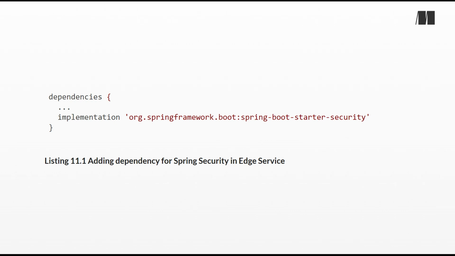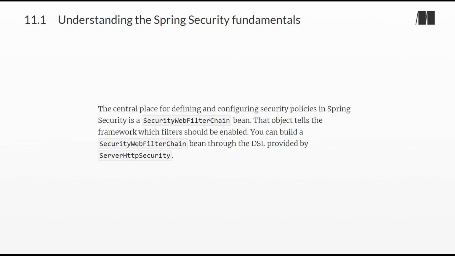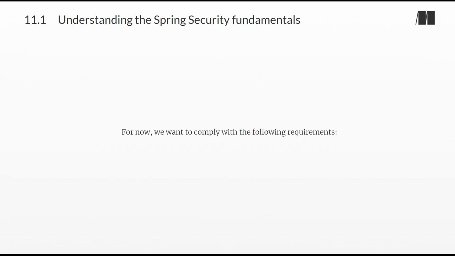Listing 11.1, Adding dependency for Spring Security in Edge Service. The central place for defining and configuring security policies in Spring Security is a Security Web Filter Chain bean. That object tells the framework which filters should be enabled. You can build a Security Web Filter Chain bean through the DSL provided by Server HTTP Security. For now, we want to comply with the following requirements.